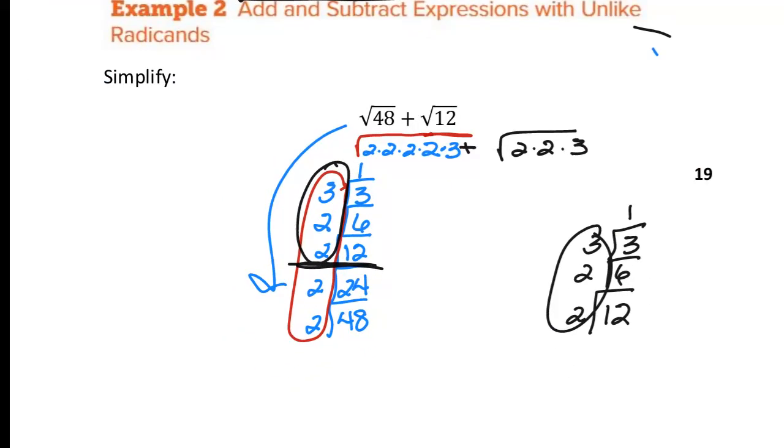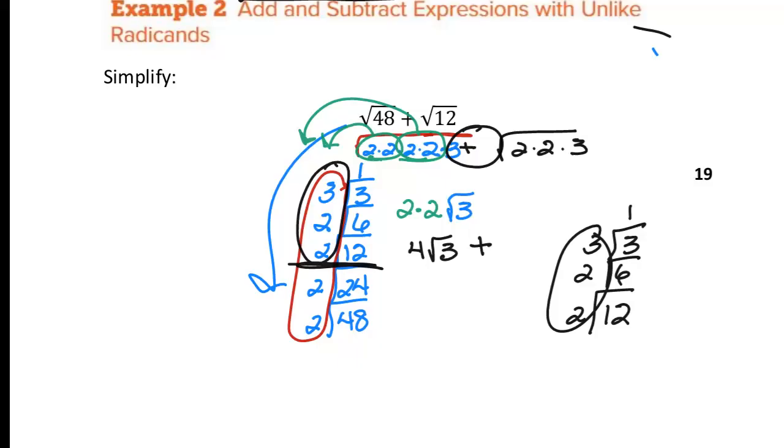Okay, we know if there's pairs, they get kicked out. So we have a pair of 2's. We have a second pair of 2's. One comes out front. 1 comes out front. We have 2 times 2 times the square root of 3. And we can simplify that. We know 2 times 2 is 4 times the square root of 3. Plus, don't forget the big plus here. Over for the square root of 12, I have a pair of 2's. That gets kicked out, so that's going to be 2 times the square root of 3. Put that down here. 2 times the square root of 3.